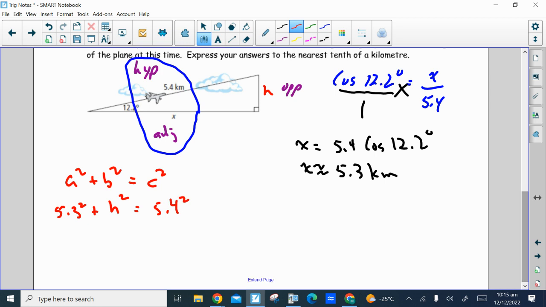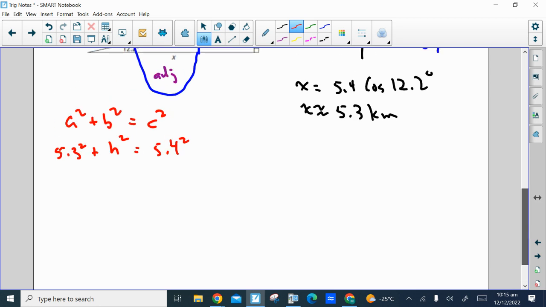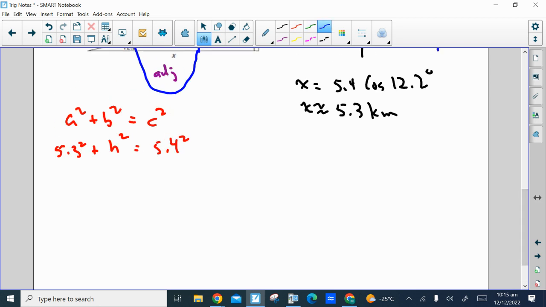Now, just to make this a little easier, making fewer calculations, I'm just going to subtract 5.3 squared from both sides right here.